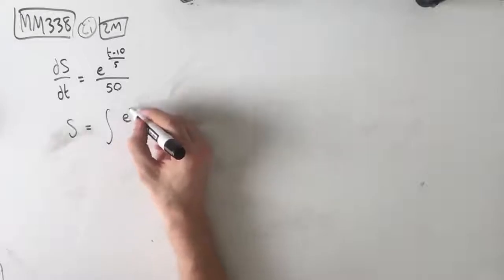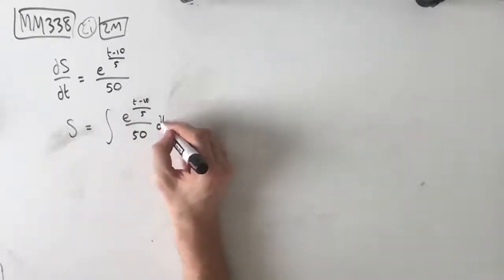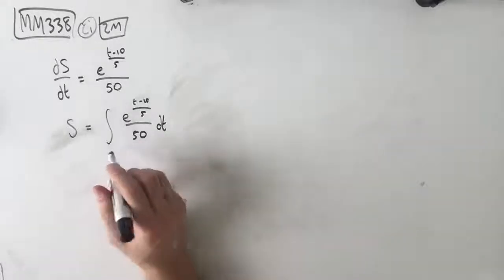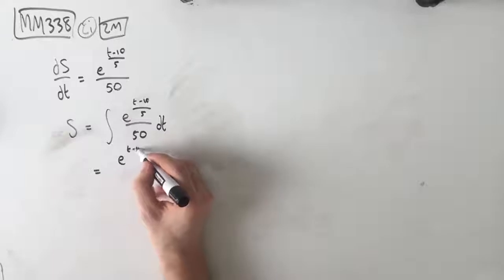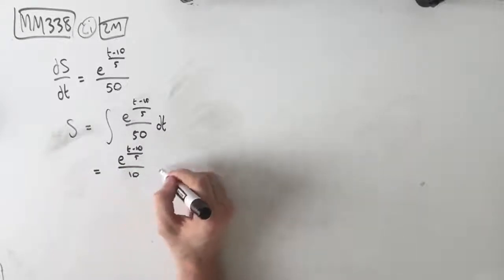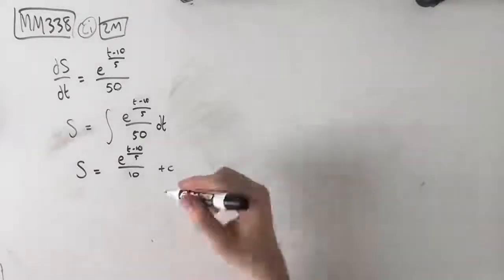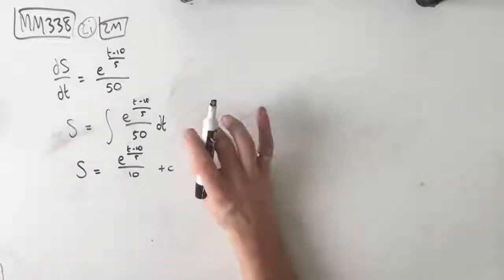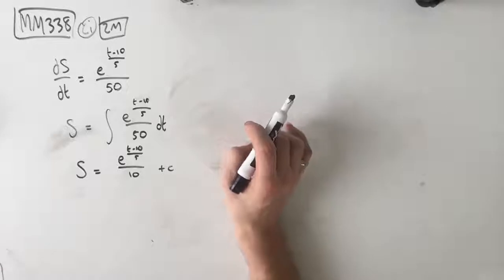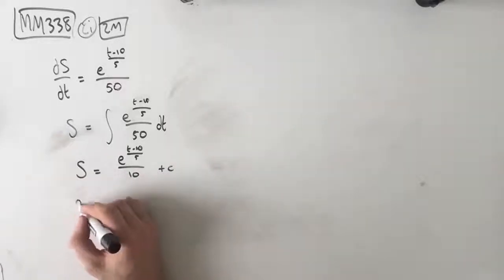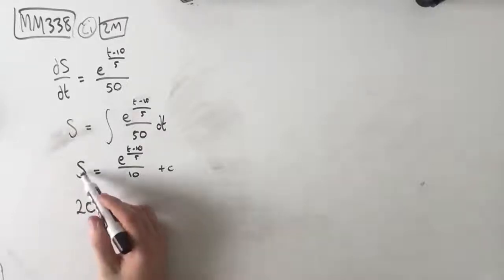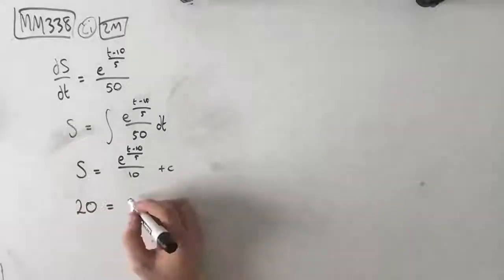So S is equal to the integral of e to the power of (t minus 10) over 5, over 50, dt, which is equal to, as we found in the previous question, e to the power of (t minus 10) over 5, over 10, plus c, okay? Awesome. Now, when Ben starts a new savings plan, he already has $20,000 saved, which means that our S value is going to be 20, right? Because remember, we're dealing with thousands here. So when the savings is 20,000, S equals 20, okay?